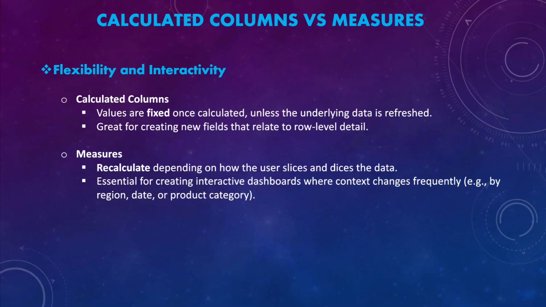Calculated columns are static or fixed in nature once they are calculated. The calculated column values will only change when we refresh the model and are also provided with new data. Whereas measures get recalculated every time the user slices and dices the data. Let's look at some examples.